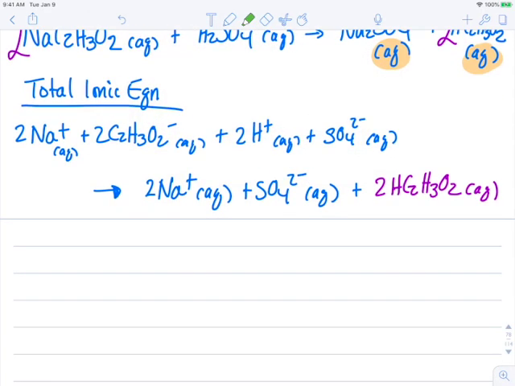All right. So what were the spectator ions that y'all found? Yes, so I'm seeing sodium and sulfate. So sodium and sulfate like so. Any questions on why sodium and sulfate are our spectator ions? All right.